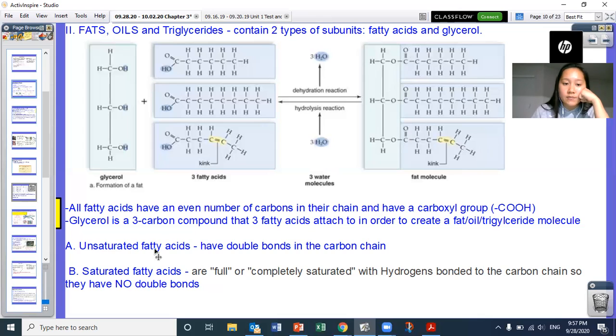So again, unsaturated fatty acids have a double bond, and they are bent or kinked. Saturated are full, or completely saturated with hydrogen, right? You could dip that sponge of carbons into a hydrogen bucket, and it picked up all the hydrogens possible. And so there are no double bonds, and therefore it is an extremely flat molecule. It's easy to stack.